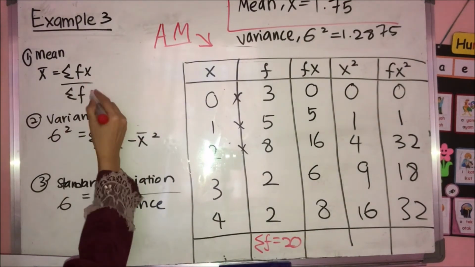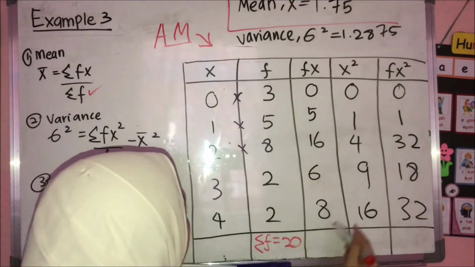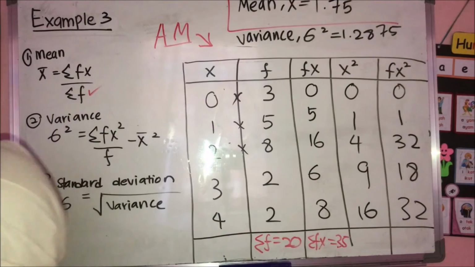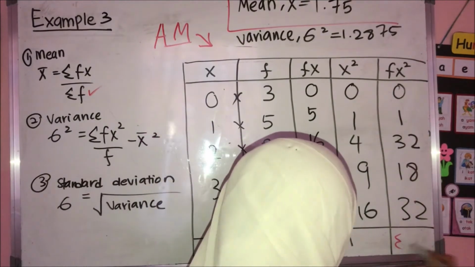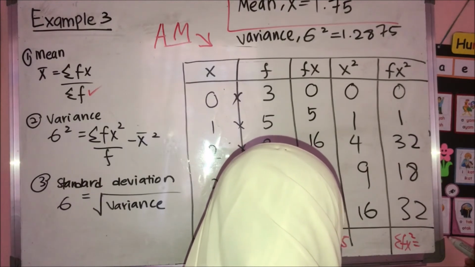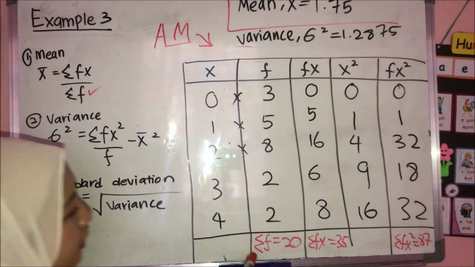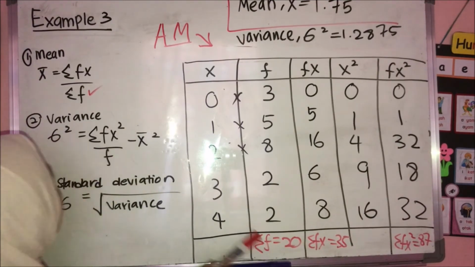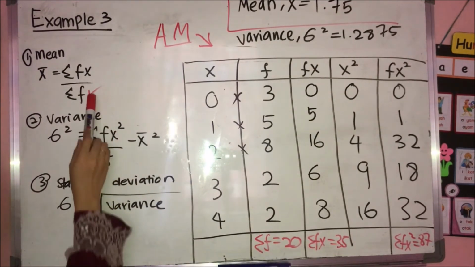We want the sum, right? This one, and then the sum of fx, which is 35, and we also want the sum of fx squared, which is 87. So from this, we can use the formula.